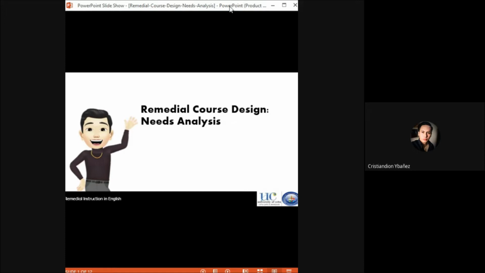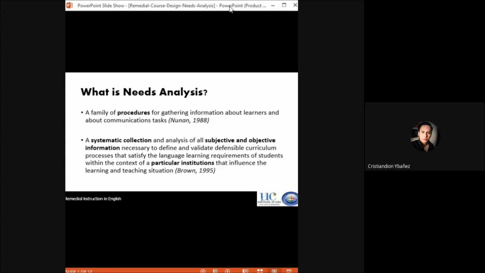We do needs analysis in order for us to find out who among our students really needs remedial and what kind of remediation he or she needs. Needs analysis is the family of procedure. This is a procedure wherein you gather information about your learner, okay, learners and about communication tasks.